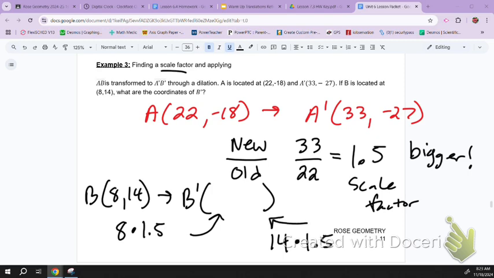Can you find our new point? Fantastic. Here's our new one. Questions? That's dilations. That's the unit.